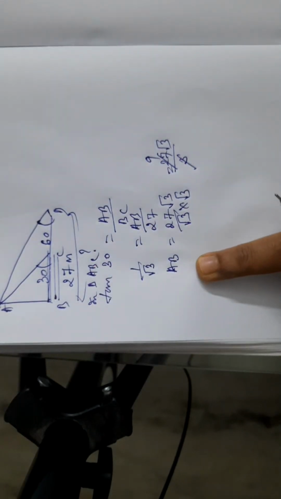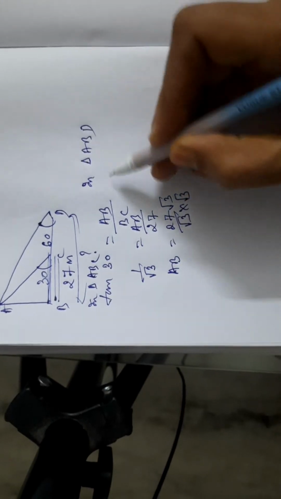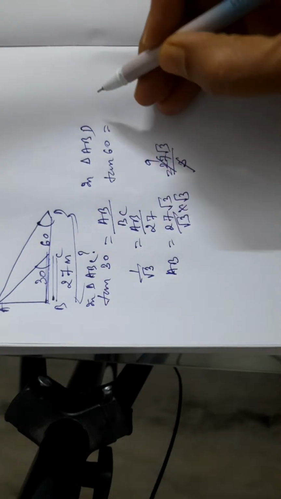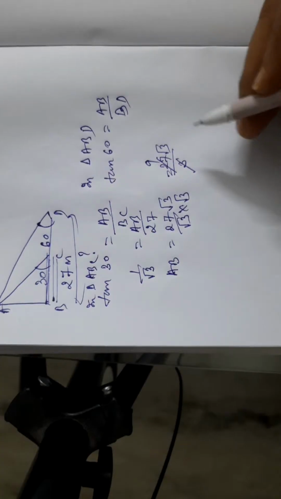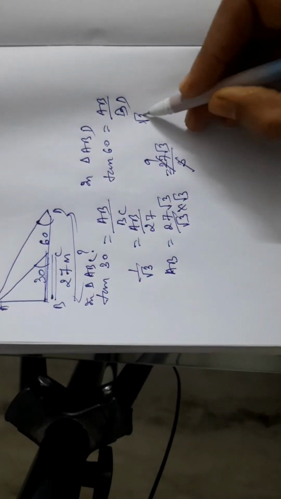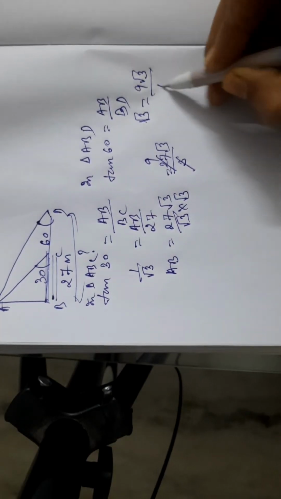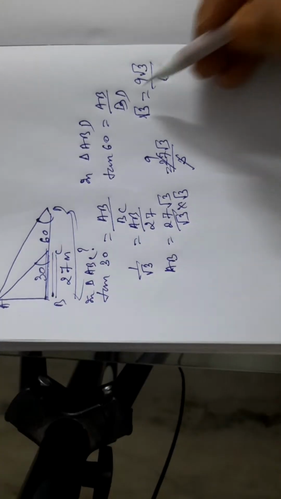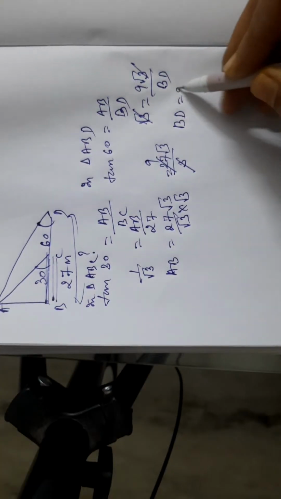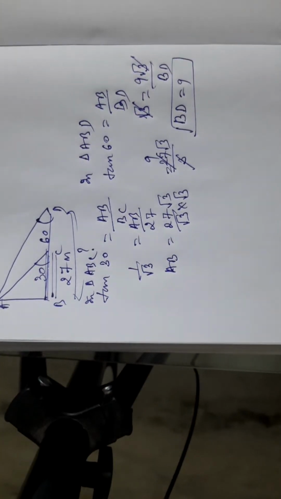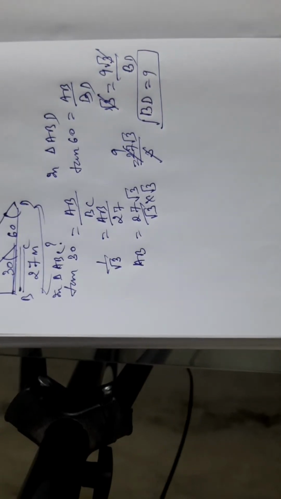We calculated AB. Now again we'll start with the triangle ABD. In triangle ABD, tan 60 is AB upon BD. Tan 60 value is root 3. AB we calculated as 9 root 3. We need to find BD. So root 3 will get cancelled. Cross multiplying, BD is 9. We need to find out what the shadow is when the angle changes to 60. When the angle changes to 60, the shadow is 9.